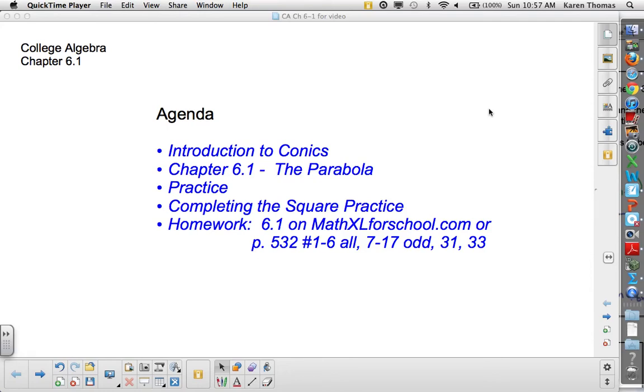Today we're going to be working on Chapter 6.1, the parabola. After you listen to this, which will probably be at least 2 recordings to get through the parabola section, you'll be working on homework. If you have mathexcelforschool.com, simply complete the 6.1 homework. If you have a textbook, it starts on page 532 and are the problems listed here.